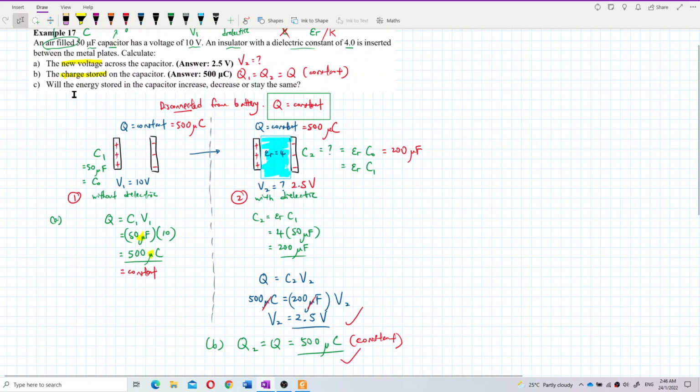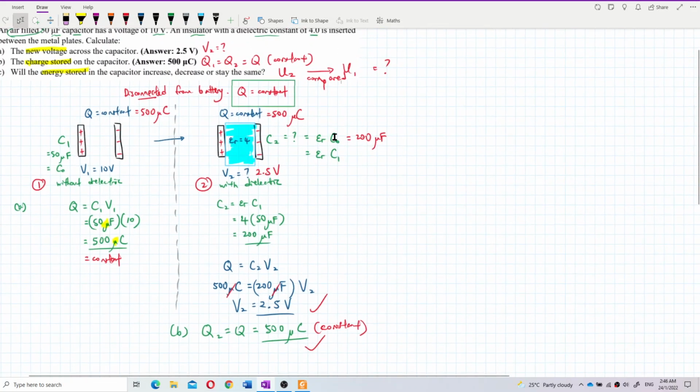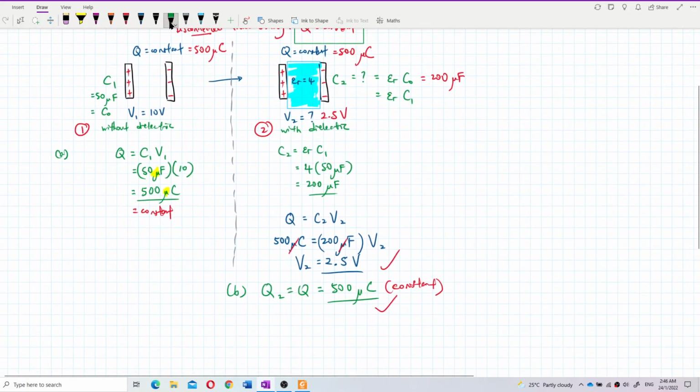Now C: will the energy stored in the capacitor increase, decrease, or stay the same? So this one, find the energy stored in the capacitor. That means you want to find U. How is U2 compared to U1? Is it the same or different? Question C, right over here.